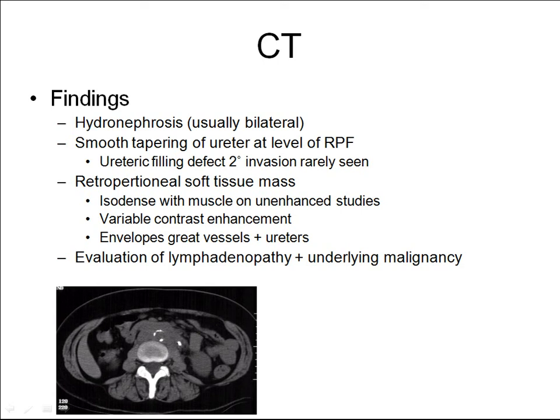A retroperitoneal soft tissue mass is typically seen, which is isodense with muscle on unenhanced films and shows variable contrast enhancement. This typically envelops the great vessels and ureter and is indistinguishable without contrast. CT is also good because it aids in evaluation of lymphadenopathy and underlying malignancy.